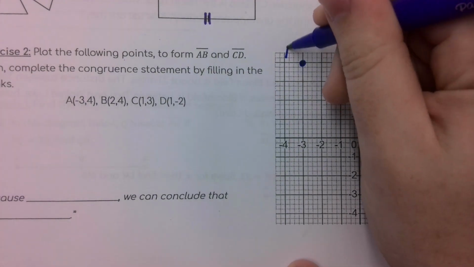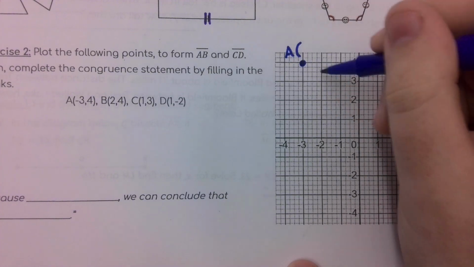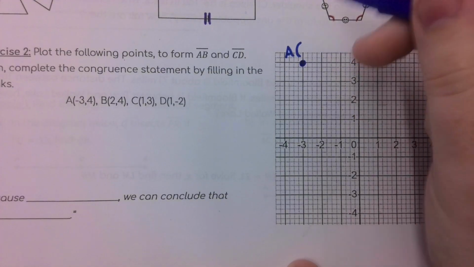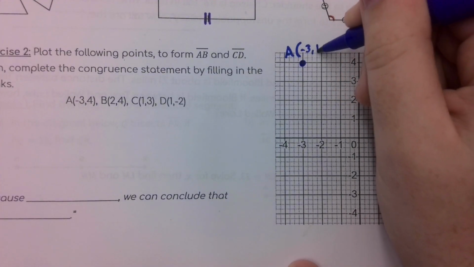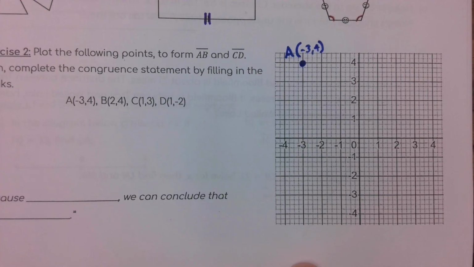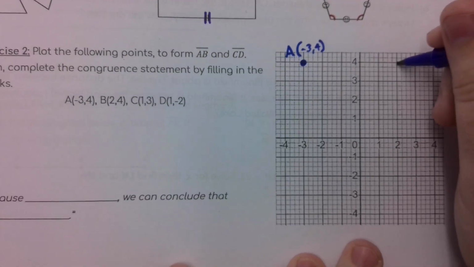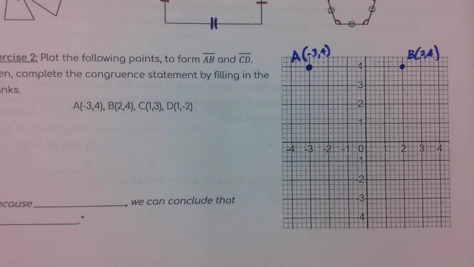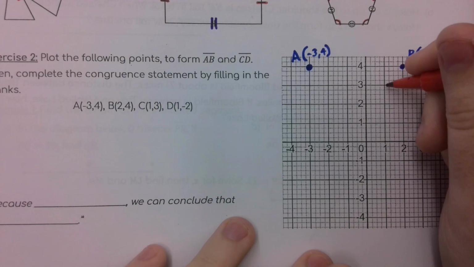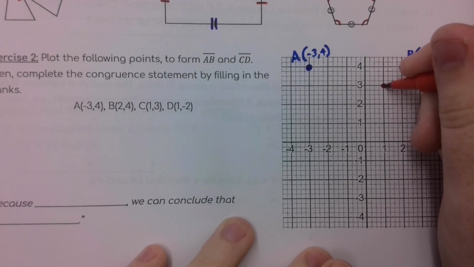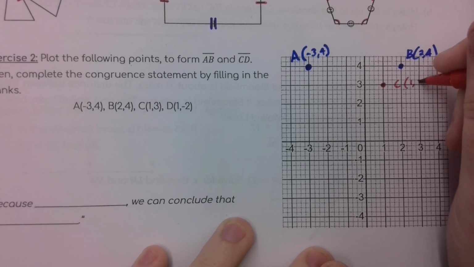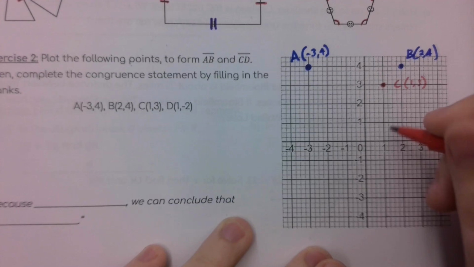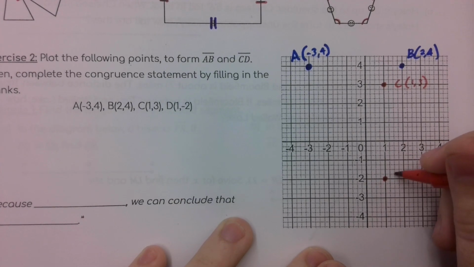Most commonly, you'll see me writing the name of the point right next to it, and sometimes you'll see me even write the coordinates, which I'm going to do here. B is at 2, 4, which is right here. C is at 1, 3. That should be right here. There's C. And D is at 1, -2, which is all the way down here.